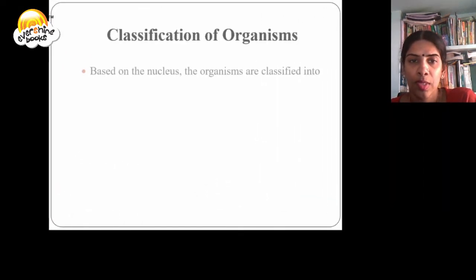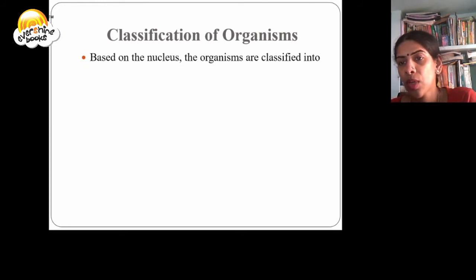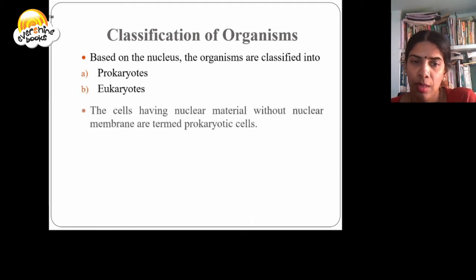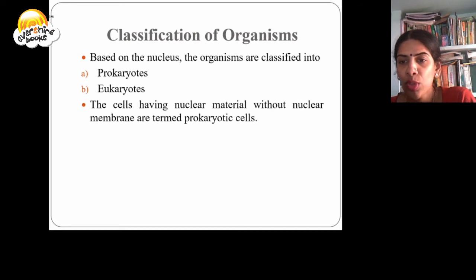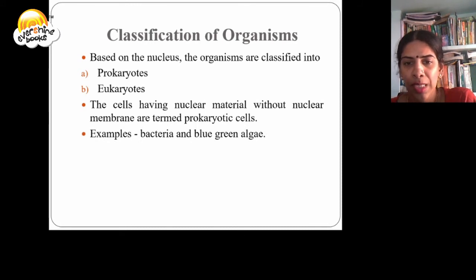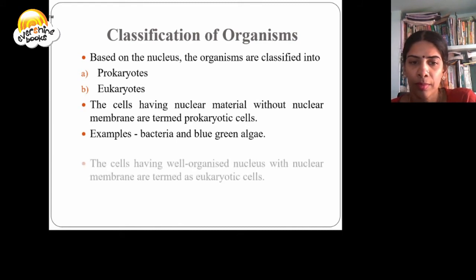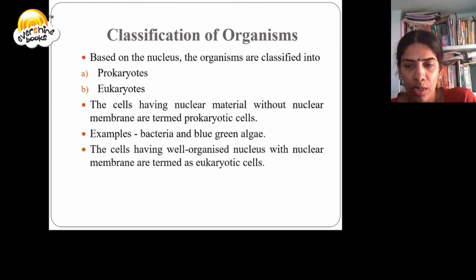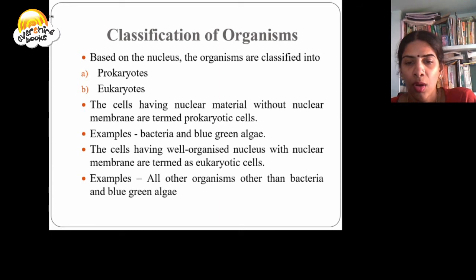Classification of organisms. Based on the nucleus, the organisms are classified into prokaryotes and eukaryotes. The cells having nuclear material without a nuclear membrane are termed prokaryotic cells. For example, bacteria and blue-green algae have a nucleus but without a nuclear membrane. The cells having a well-organized nucleus with a nuclear membrane are known as eukaryotic cells. For example, all organisms other than bacteria and blue-green algae are eukaryotic cells.